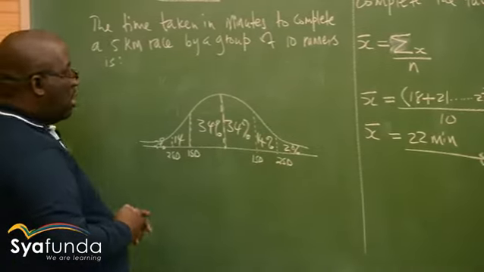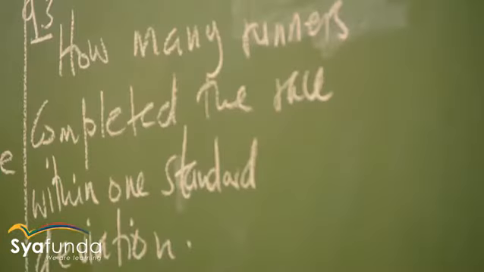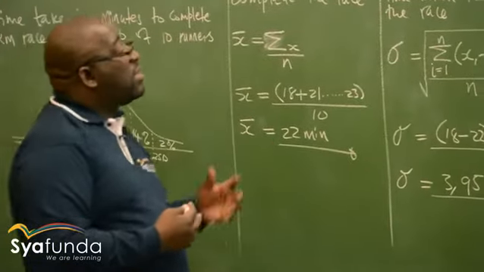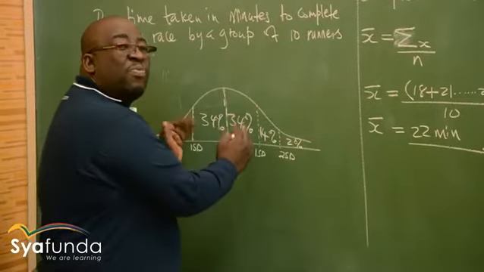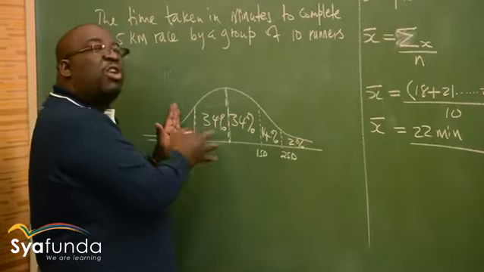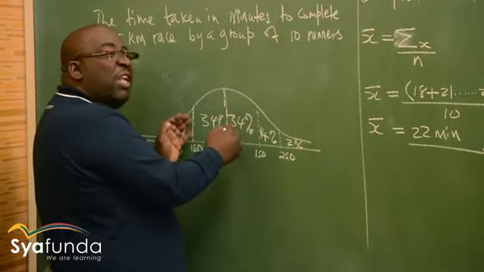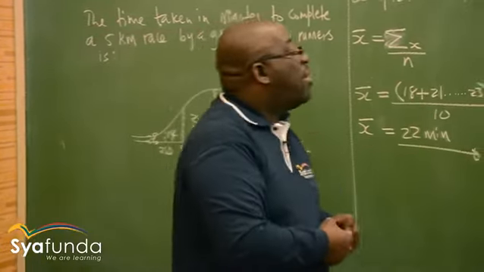So that is what we call within one standard deviation. So the question is asking about that. This question says, how many runners completed the race within one standard deviation? We want the number of these runners that completed the race within this region. Remember, when you check the percentage of them, it should be around 60%, because there will be more that will finish within one standard deviation than those that will finish within 2 or more than 2.